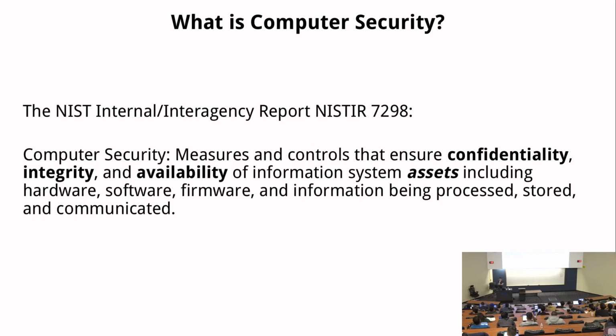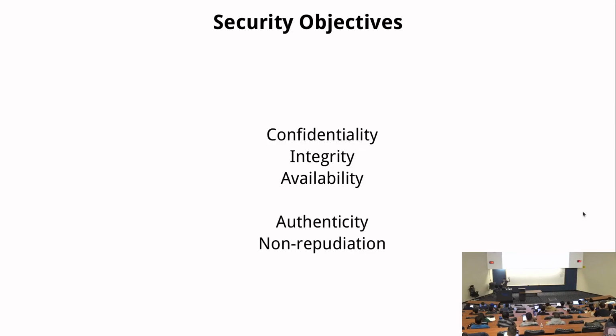Then they also define some assets, including hardware, software, firmware, and information, right? So that basically covers everything. Everything right now can be an asset. Side channel information can also be an asset, right? So all of those should be protected, and sometimes must be protected. The 3 main security goals are called CIA: confidentiality, integrity, and availability.